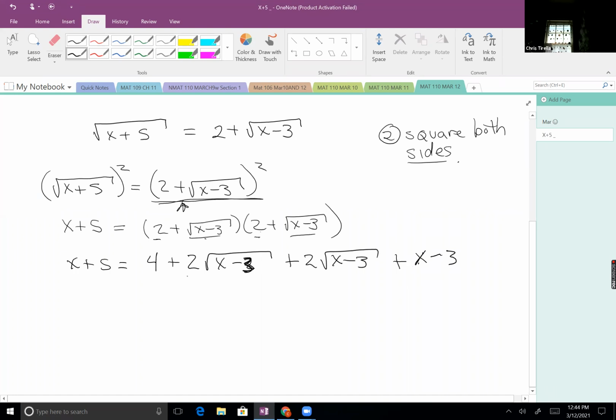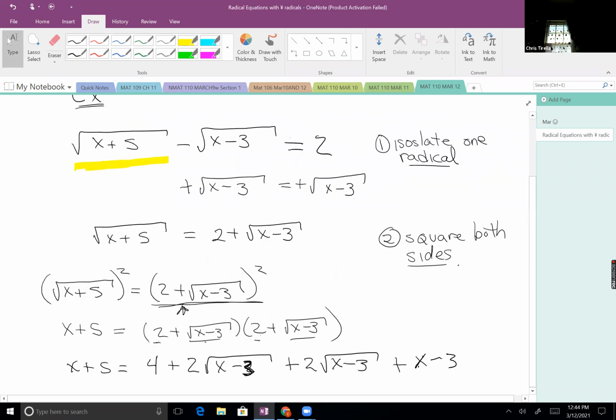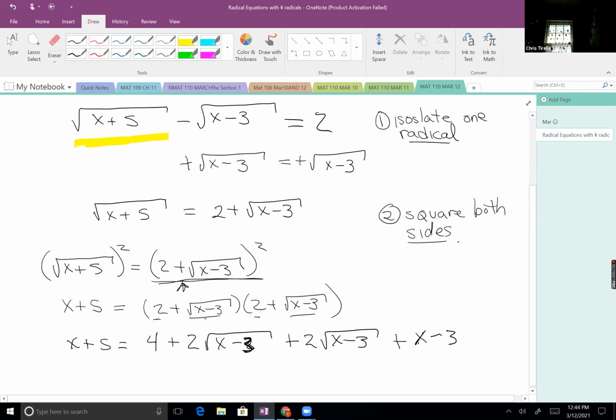And so do you see how messy it is when you multiply that binomial with a constant by itself? If I were to, at the beginning, try to square it without getting that radical alone, multiplying that binomial by itself with two radicals would have gotten much more involved algebraically.